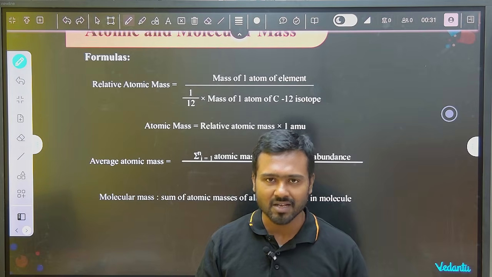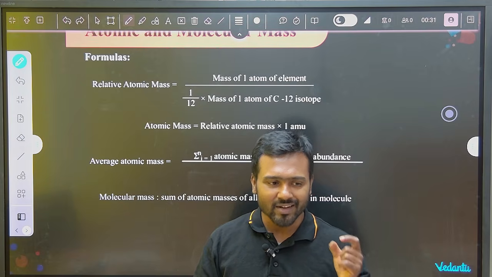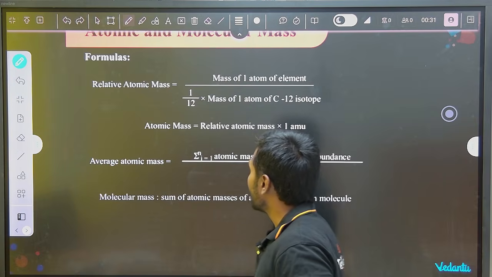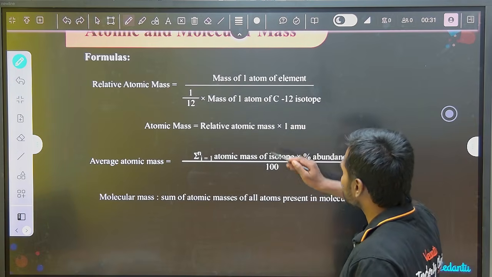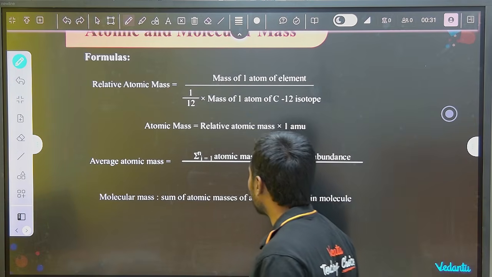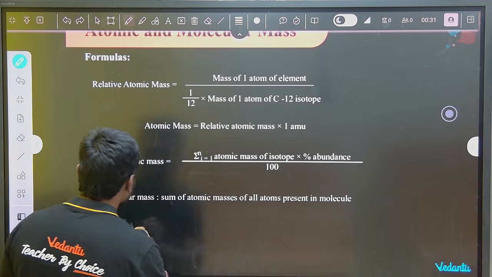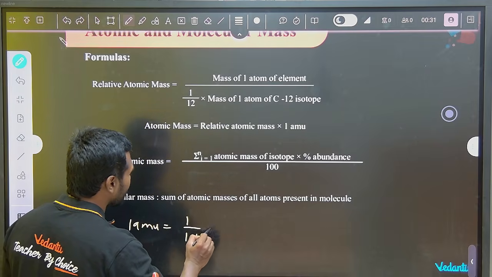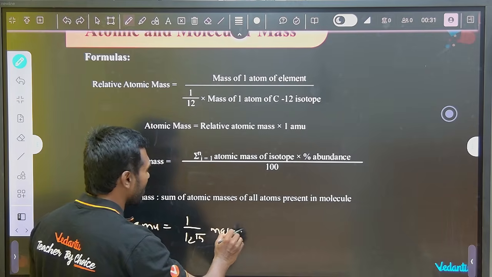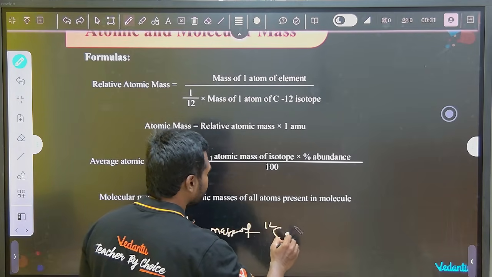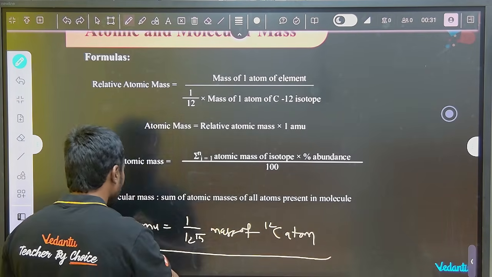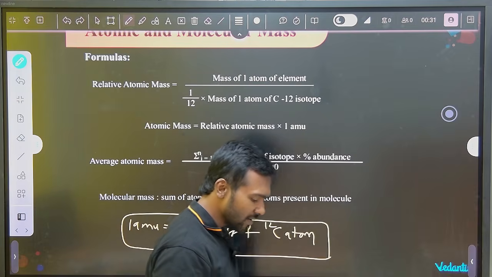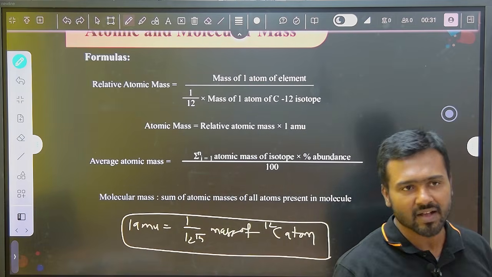It's a relative mass concept. So what is the atomic mass unit? It means the mass of one atom. What is AMU? AMU is nothing but 1/12th mass of a carbon-12 atom. This is AMU. So one AMU is equal to 1/12th mass of a carbon-12 atom.